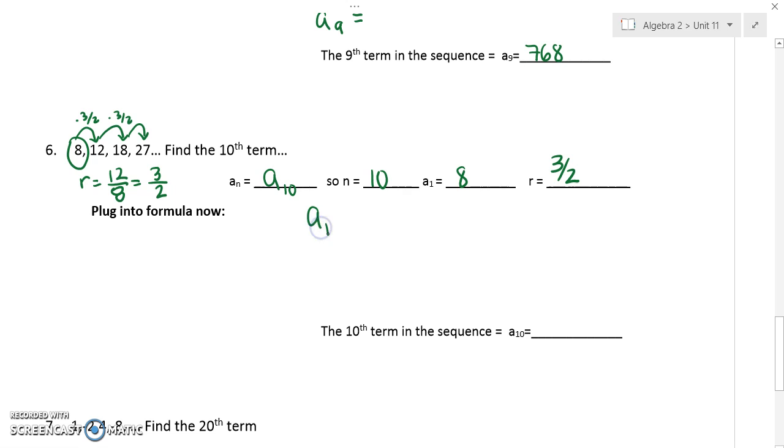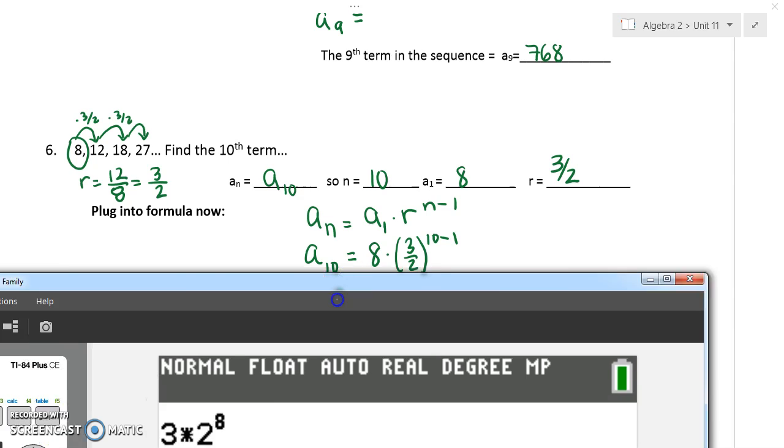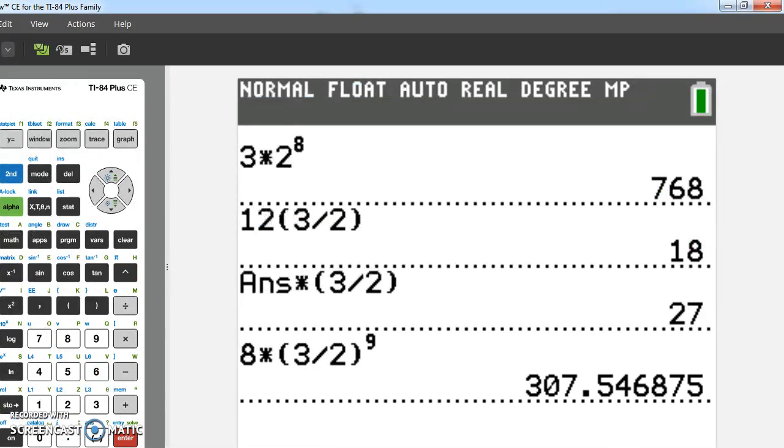So we have a sub n equals a1 times r to the n minus 1, and we're going to substitute everything we know. So a sub 10 equals a1 is 8, r is 3 halves, and n is 10 minus 1. I just do 10 minus 1 in my head and remember that that's a 9, so that way when I substitute it in, I know what my answer is going to be. So I'm going to do 8 times, since 3 halves is a fraction, I'm going to put it in parentheses, raised to the power of 9, 10 minus 1.